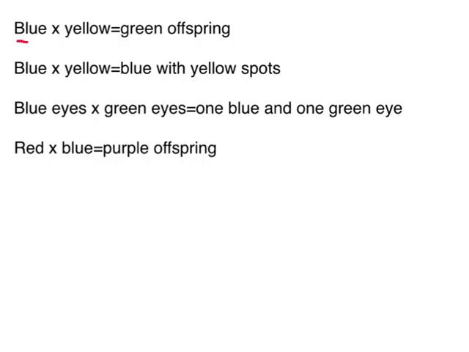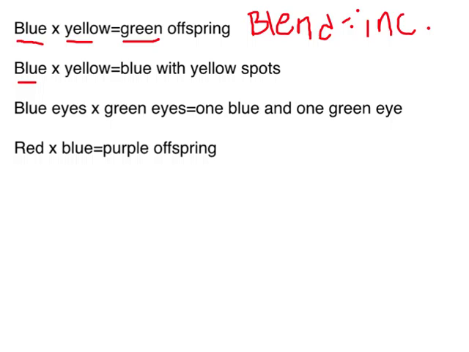If I take blue monsters and cross them with yellow monsters, and all of the babies turn out green, what kind of inheritance is it? Well, blue and yellow blend together to make green, so you've got a blending of inheritance here. So when they blend, we know it's incomplete, right? Incomplete dominance.